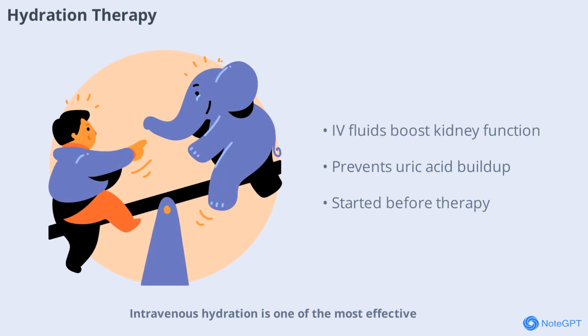Intravenous hydration is one of the most effective ways to prevent and treat tumor lysis syndrome. By increasing urine output, hydration helps the kidneys eliminate excess uric acid, phosphate, and potassium. This simple but powerful intervention can make a significant difference in patient outcomes. Hydration is often started before cancer therapy begins and continued throughout treatment for high-risk patients.